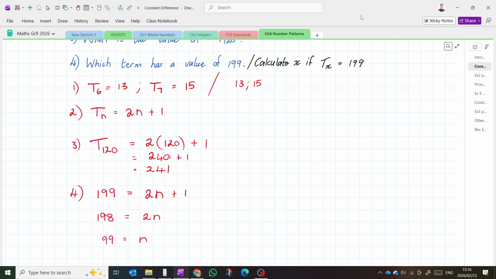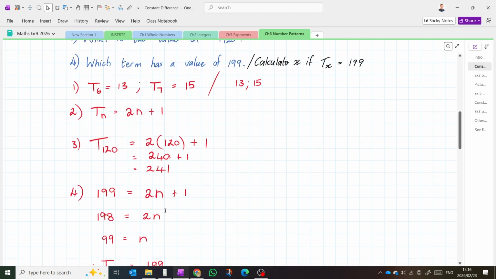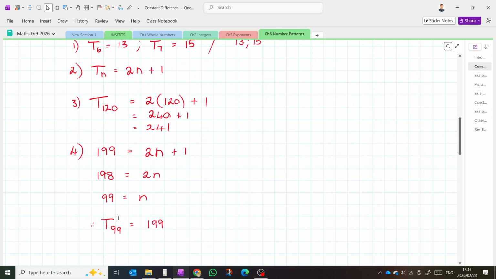So in essence, that's going to mean that the 99th term in this number pattern will have a value of 199. So that means we started at 3, we kept adding 2's to each term to get to the next one, and when we got to the 99th one, the value was 199.